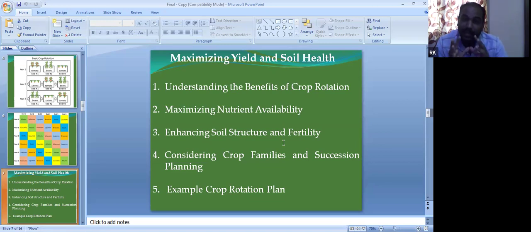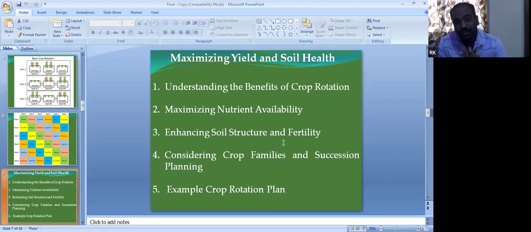First, maximizing yield. That is important. And soil health. These two concepts are the reason for rotation. Why we do the crop rotation. Second, understanding the benefit of crop rotation. I discussed that: maximum nutrient availability. So, what are the soil nutrients? When we do the crop rotation, we see maximum nutrition available in the soil enrichment, okay?